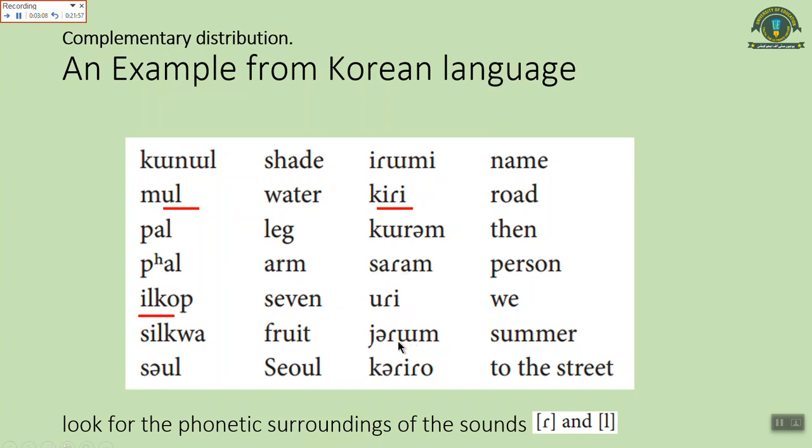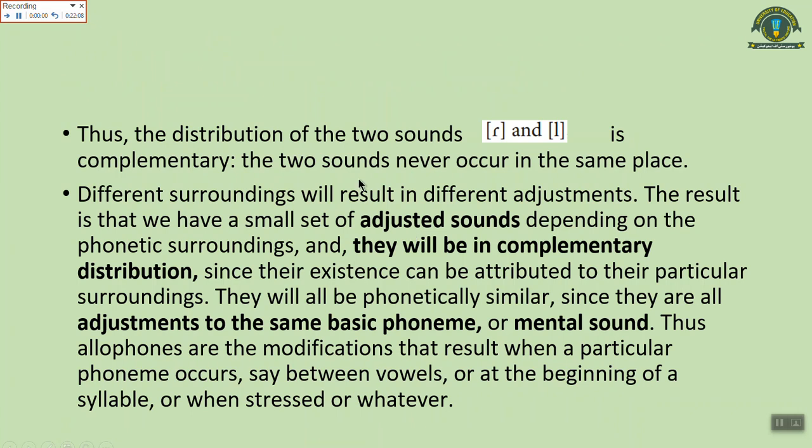So it is also like a vowel sound or a semi-vowel. So this sound is occurring between vowel sounds. So we can say this: thus the distribution of the two sounds r and l is complementary. The two sounds never occur in the same place. If two sounds are occurring in the same place, as we had taken examples in the previous slides like bat and sat or bat and pat, these two are occurring in the same place. They are making changes in the meaning. If two sounds are able to occur in the same place, it means they are different phonemes.